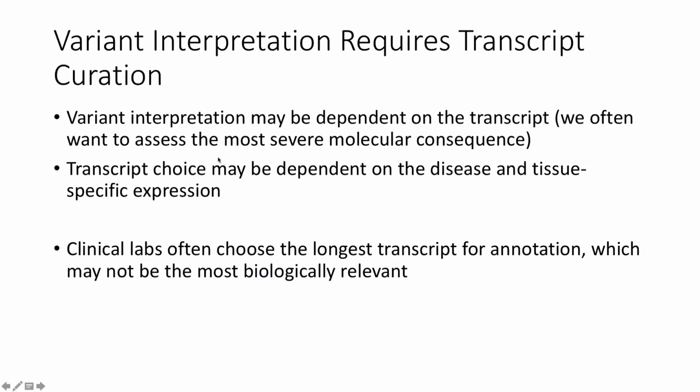So variant interpretation may be dependent upon the transcript. We often want to assess the most severe molecular consequence. However, the transcript choice may also be dependent on the disease and the tissue-specific expression of the transcript. Maybe the variant could be represented as a missense variant or a nonsense variant, but your missense variant is actually expressed in the tissue of interest, and the nonsense variant is expressed in some random tissue that isn't associated with the disease.